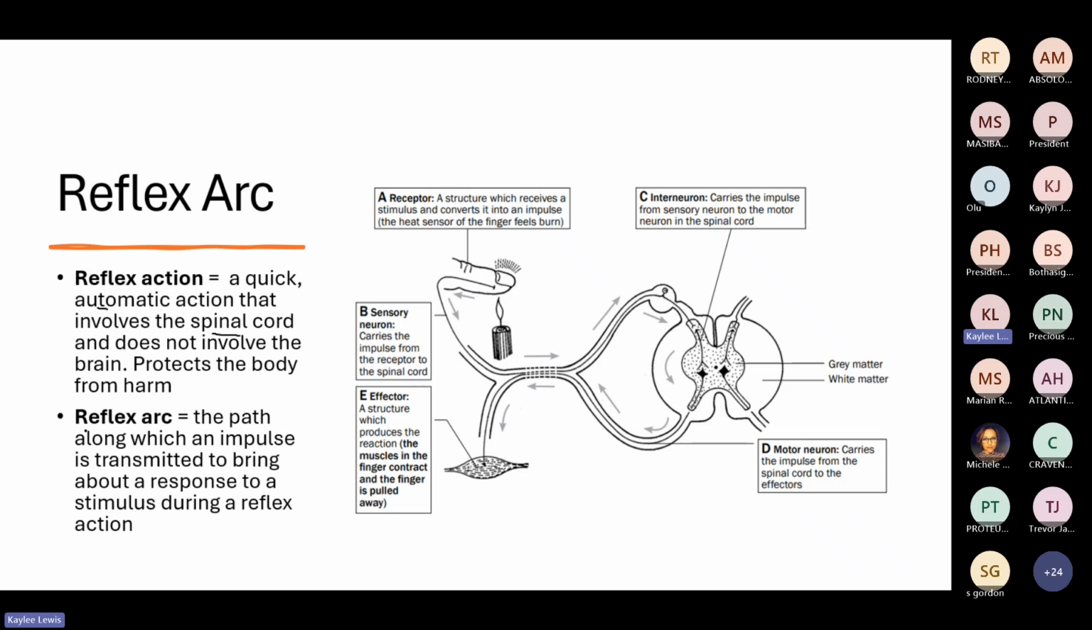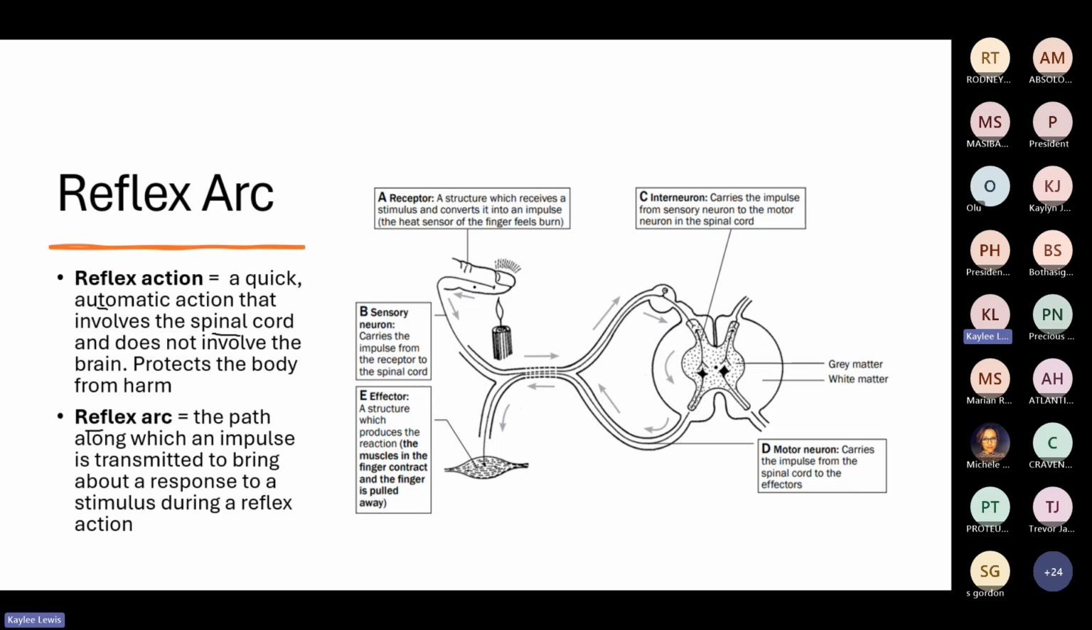And what is a reflex arc? Well, reflex arc is the pathway on which the impulse goes to bring about a response to a stimulus during a reflex action. So reflex action, almost think of it like the movement, and it's brought about by a reflex arc, which is the pathway. And I'm going to quickly go through this pathway.